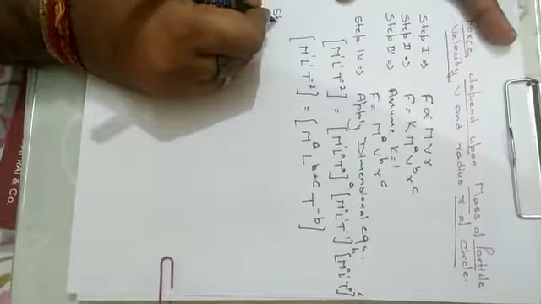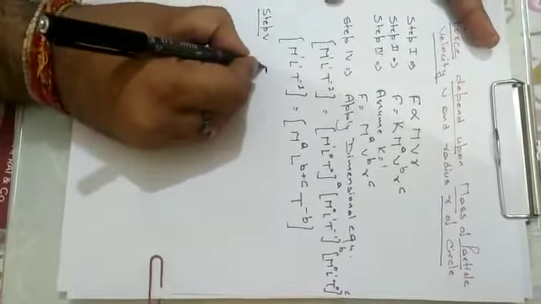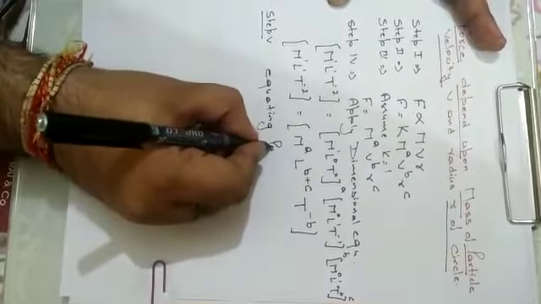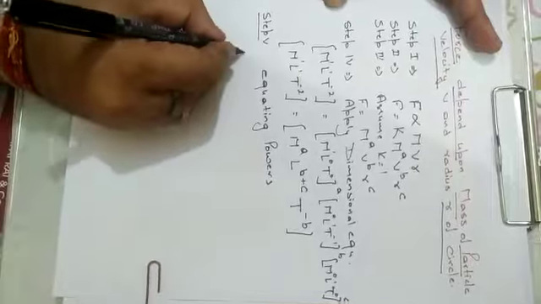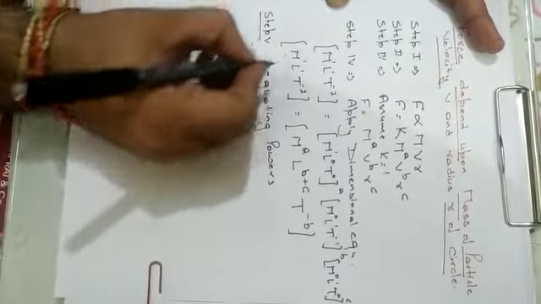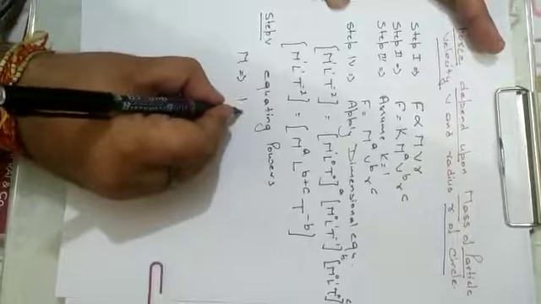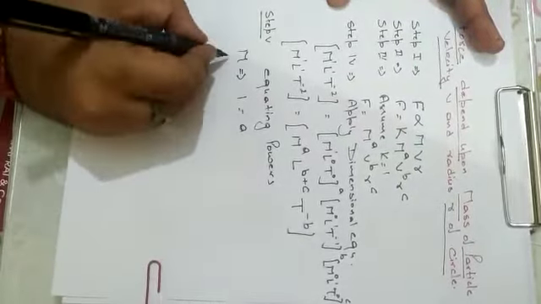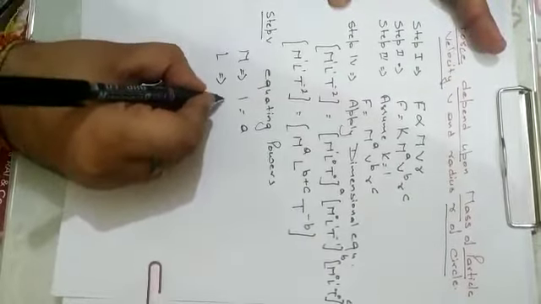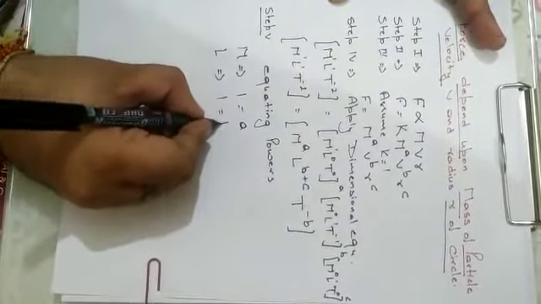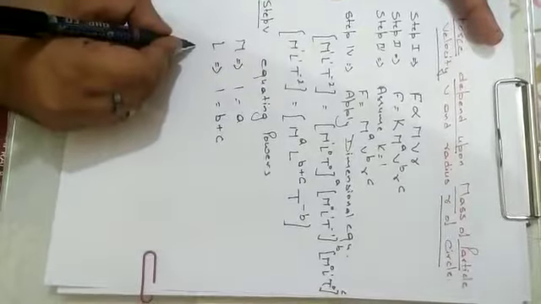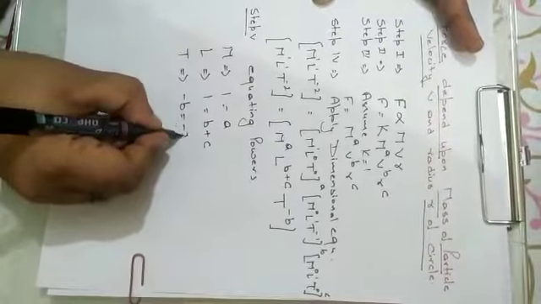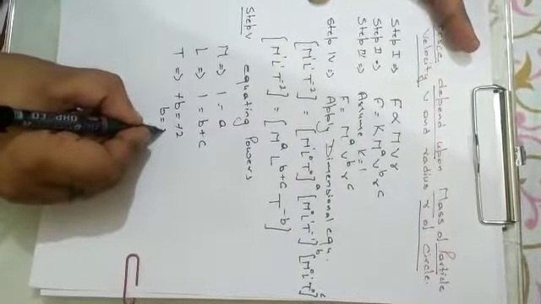Now in step 5, equating powers. First we will equate the power of M. On left hand side power is 1, on right hand side power is a. So the value of a is 1. Next is L, 1 equals b plus c. Then is T, it is minus b equals minus 2. So the value of b is 2.